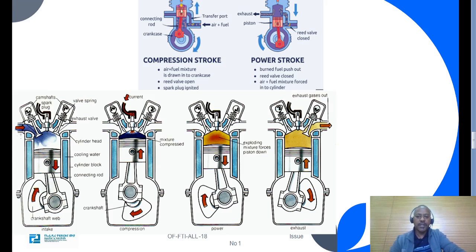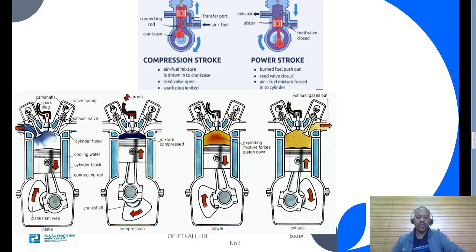So the combustible substance expands and burns, and the high heat generated because of the combustion process develops thermal energy, and that thermal energy pushes the piston downward. The piston moves downward with high pressure, and the downward movement of the piston rotates the crankshaft. In the compression stroke, when the piston moves upwards, air and fuel mixture is drawn into the crankcase, and the rear valve is open, and the spark plug ignites.